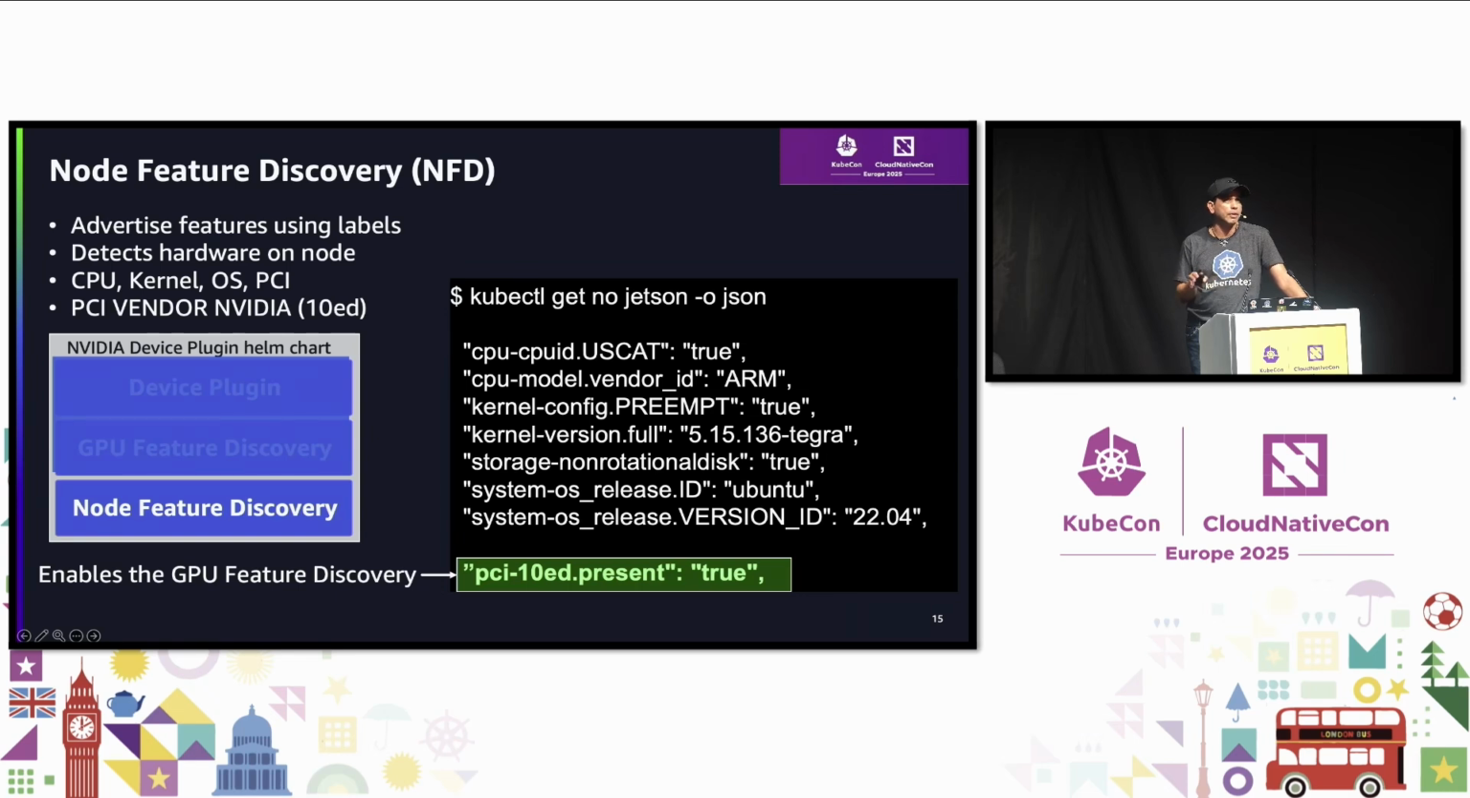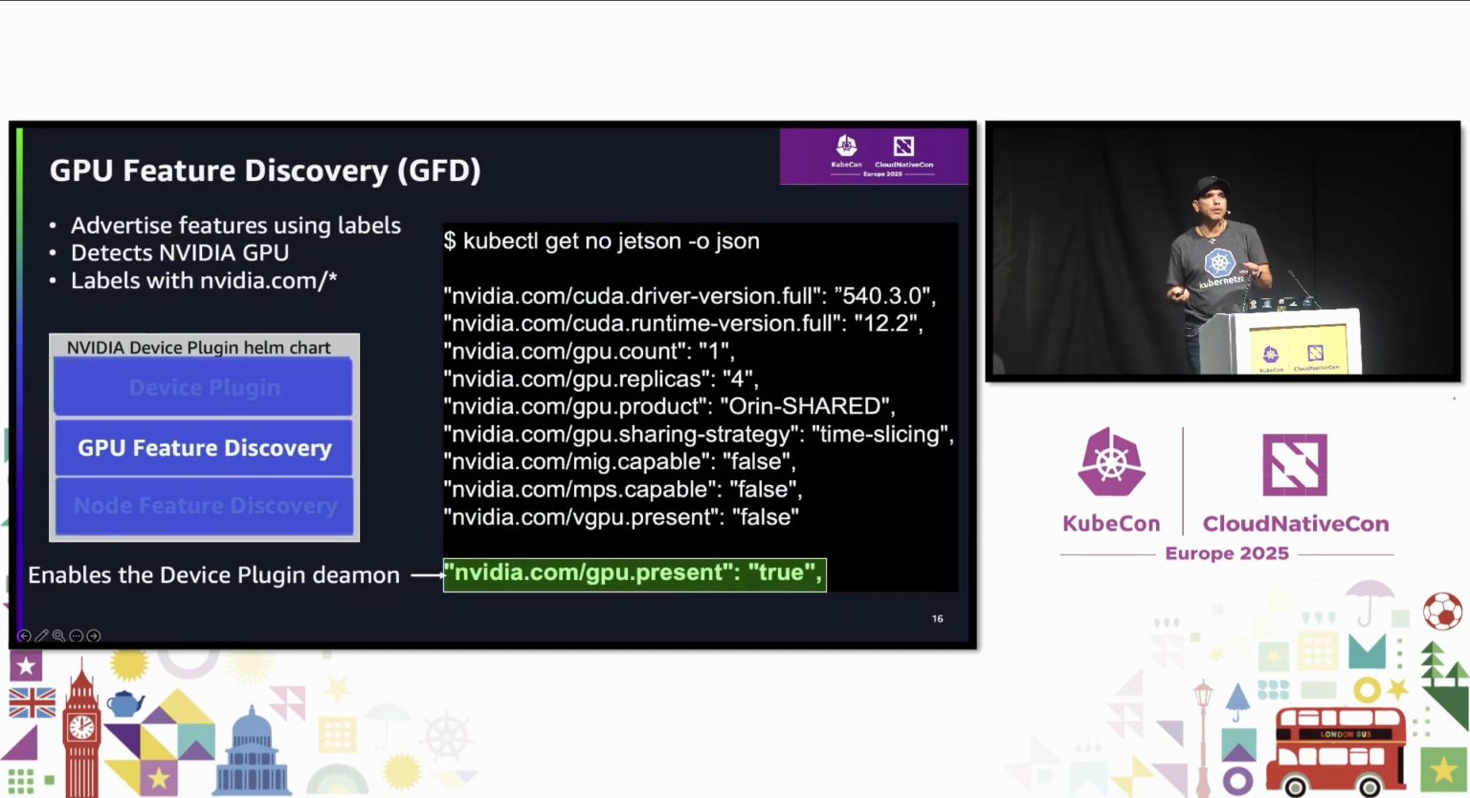So when you do Helm install of this package, they don't get installed. The first one is the node feature discovery, which will read the PCI information, GPUs, and be able to detect that there's a PCI component that is the GPU, like you can see here. The next one is the GPU discovery.